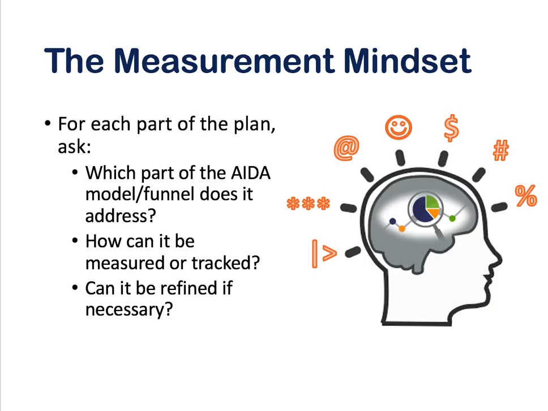How or what part of the ADA model does that specific communication, promotional, target audience piece relate back to the ADA model or the funnel? Is it more about awareness or is it more about action or any of the other two in between? The second thing that I want you to think about is how can it be measured or tracked? We want to make sure that we can evaluate as much of the individual components of the plan as possible. So we want to make sure that we build the plan with the metrics from the ground up.